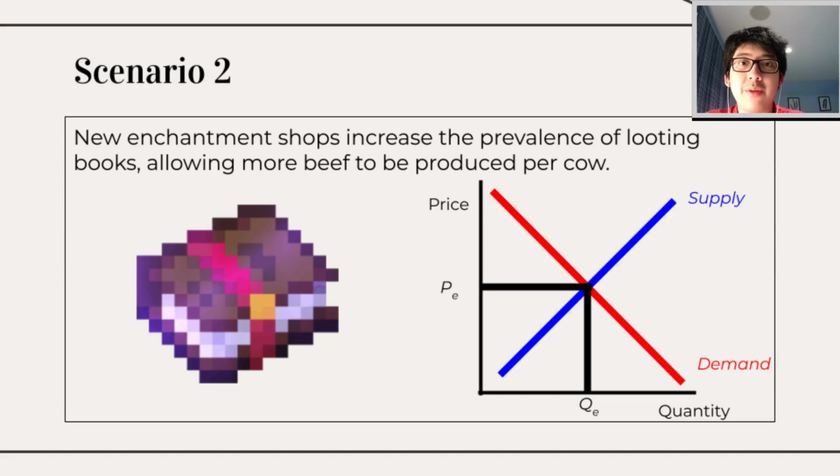Okay, let's look at our second scenario. In this scenario, new enchantment book shops opened, increasing the prevalence of enchantment books. One of these enchantment books is a looting book. The looting book has a magical ability that allows more beef per cow to be produced. Now, in this scenario, how would the supply and demand curves change? Pause the video to give it a try yourself.